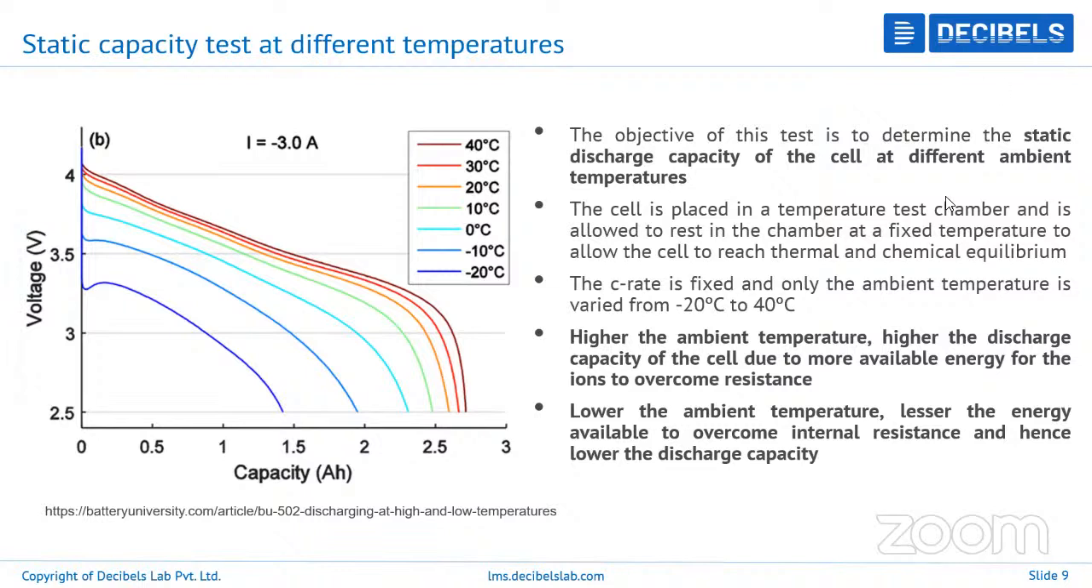Once thermal equilibrium has been obtained, it will start to discharge the cell at different C rates. As and when the cell discharges to its minimum capacity, it is again charged and discharged at different temperatures. Like this, it will be repeatedly performed at different temperatures. That is basically testing the cell at different ambient temperatures.